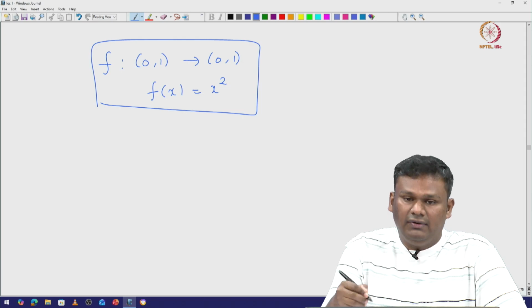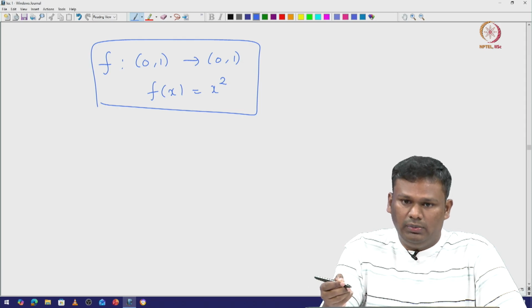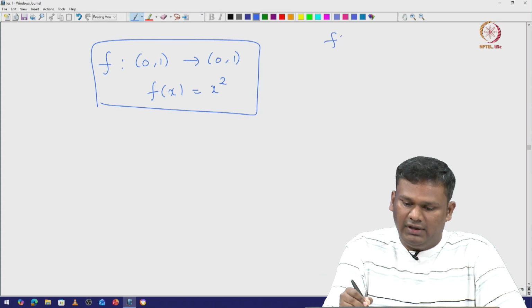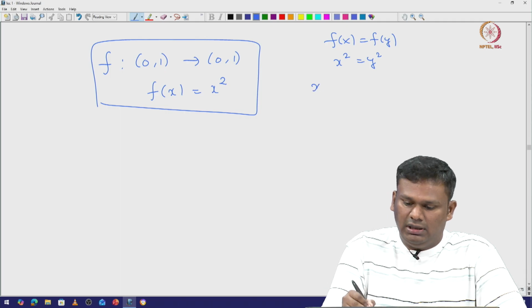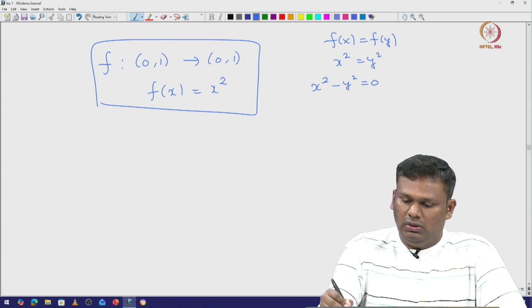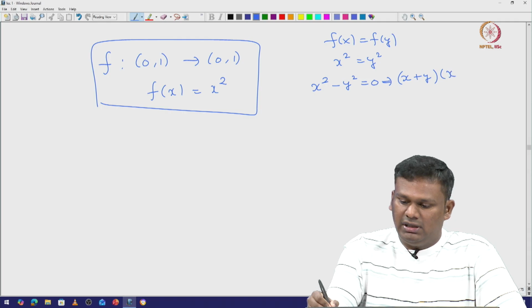Whenever we take images to be equal, then the pre-images must be equal. So, let us say f of x equal to f of y. That means x square equal to y square. Here we can do a little bit of algebra. Because x square equals y square, this becomes x square minus y square equal to 0, which in particular gives us that x plus y times x minus y is indeed 0.